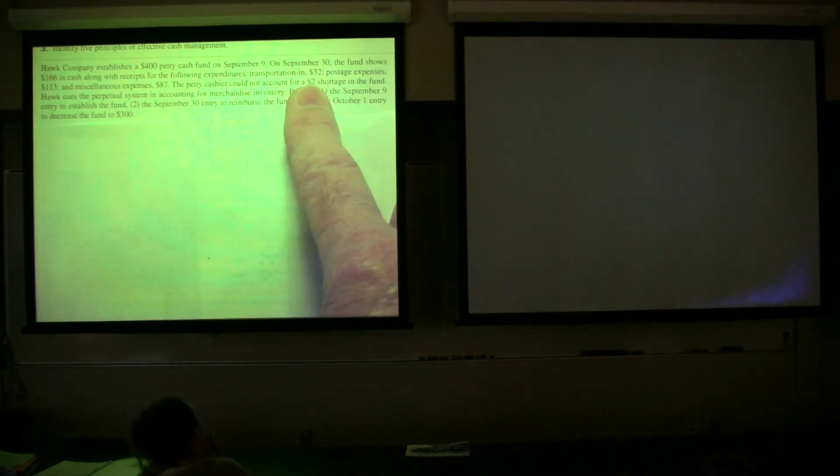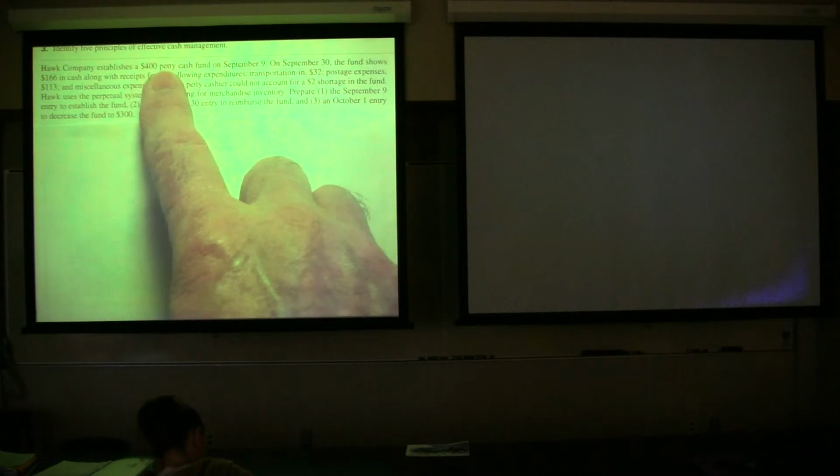So you're going to have to use the cash short and over fund for the $2 that's missing, and then you're going to have to change the balance from 400 back to 300.